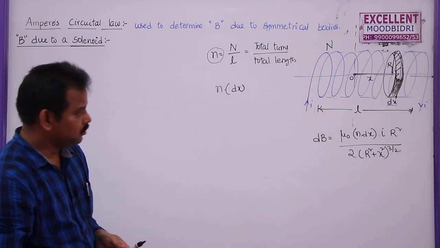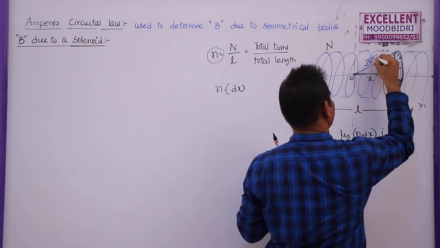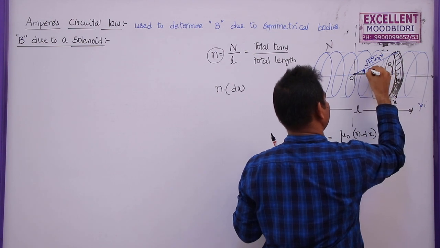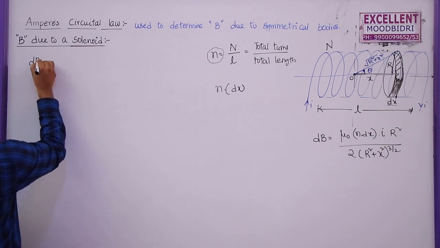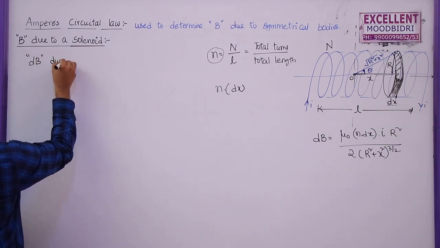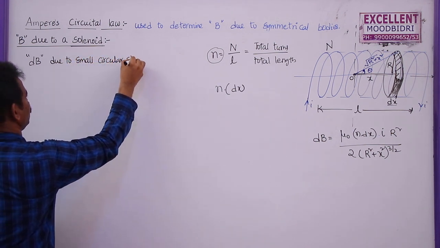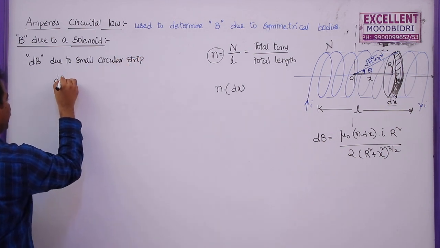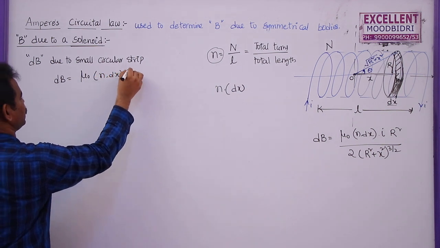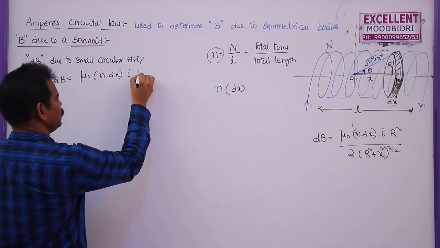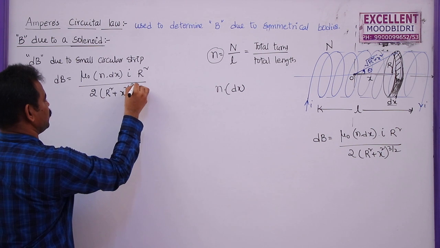Now here if you join these two ends, this will be root over r square plus x square. This angle is theta. Now what is the magnetic field due to the small strip? dB due to small circular strip is given by, here I got this value, mu naught into n dx, current passing through this one is I, into square of the radius by 2 of r square plus x square whole power 3 by 2.